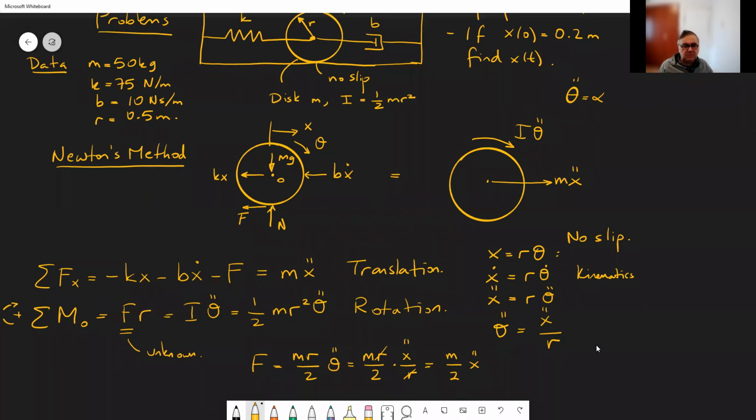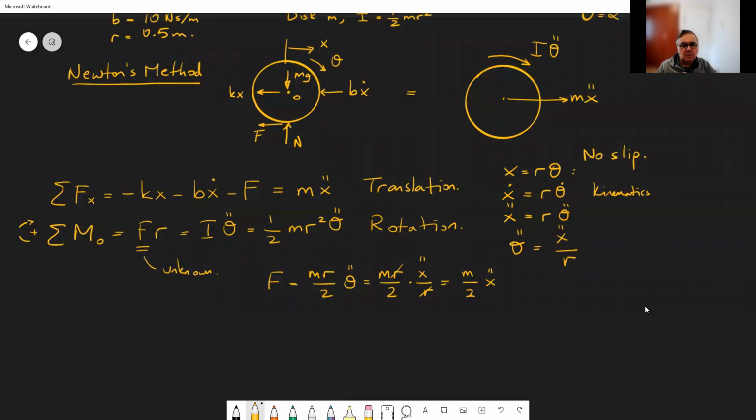Now we can substitute it into the translational equation. You have an F term here. And you pass it to the other side, so you get (m plus m over 2) x double dot plus c x dot plus kx.